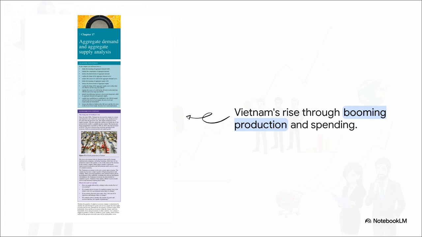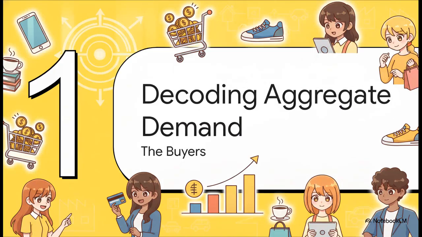How? Through a huge high-tech export boom and massive surges in both domestic production and consumer spending. It's a brilliant illustration of how entire societies completely transform when total demand and supply shift. Which brings us perfectly to our first act, Section 1, Decoding Aggregate Demand. Let's zoom in on the buyer's side of this great economic balancing act.